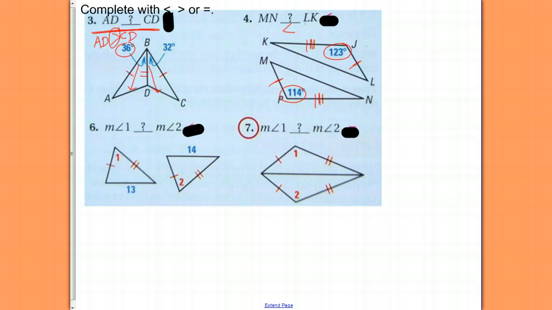Now, question number 6 kind of turns that around. This is the converse theorem. We have our congruent sides. The question is now asking about, is angle 1 smaller than, greater than, or equal to angle 2?